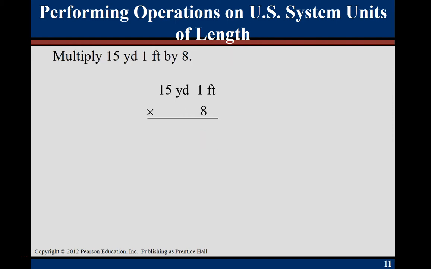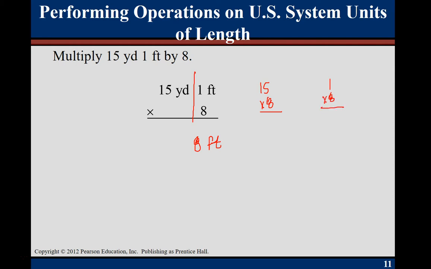When you're multiplying, it will look a little strange. I'll have 8 times the 1 foot, so I have 8 feet, and then I have 15 times the 8. Now you wouldn't do any kind of a carry here because these are different measurements. It really would be better to write it like this.